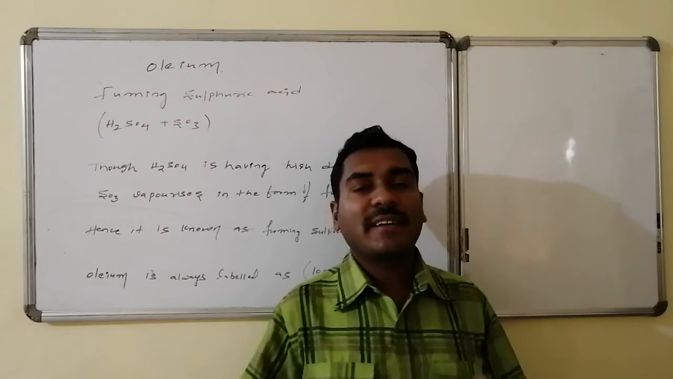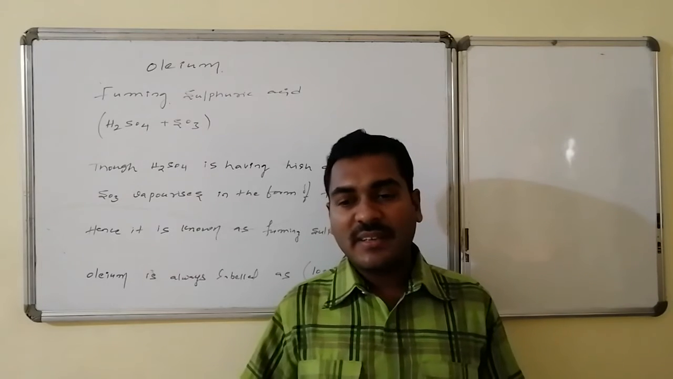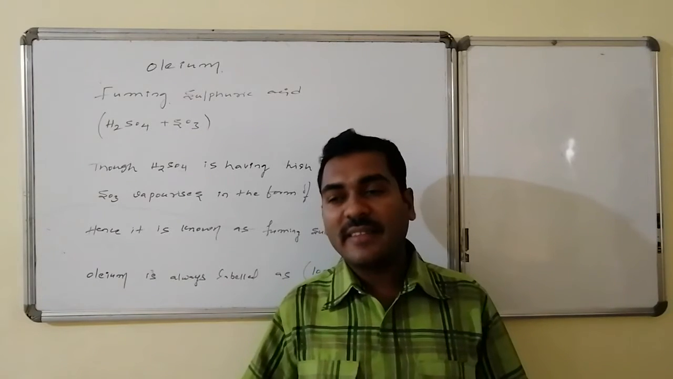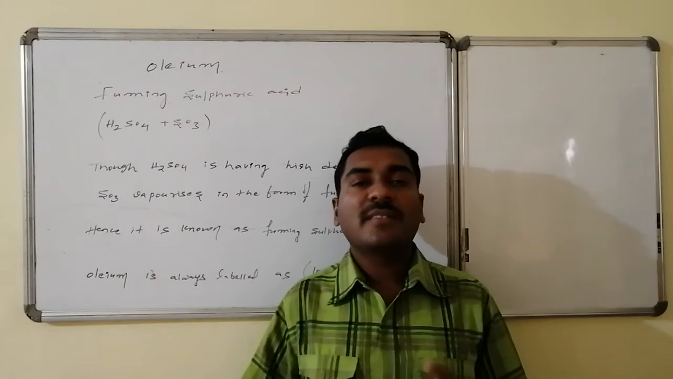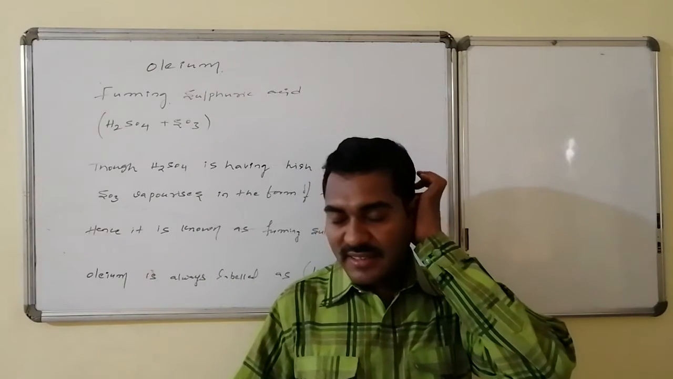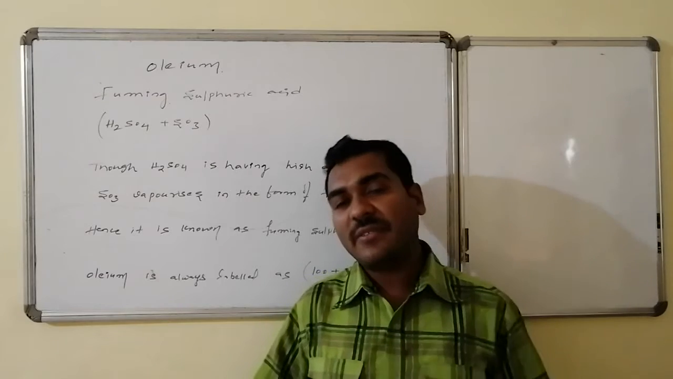Sulfur trioxide does not react directly with water. It has to be dissolved in sulfuric acid. Then, by addition of water, the sulfur trioxide undergoes hydrolysis and that leads to the formation of sulfuric acid.